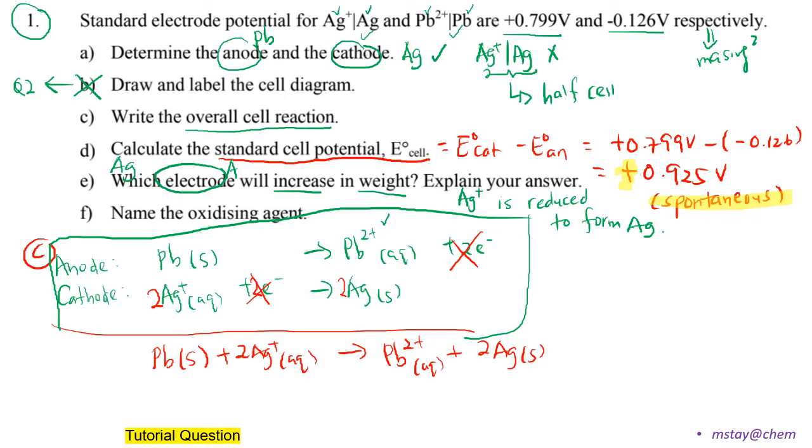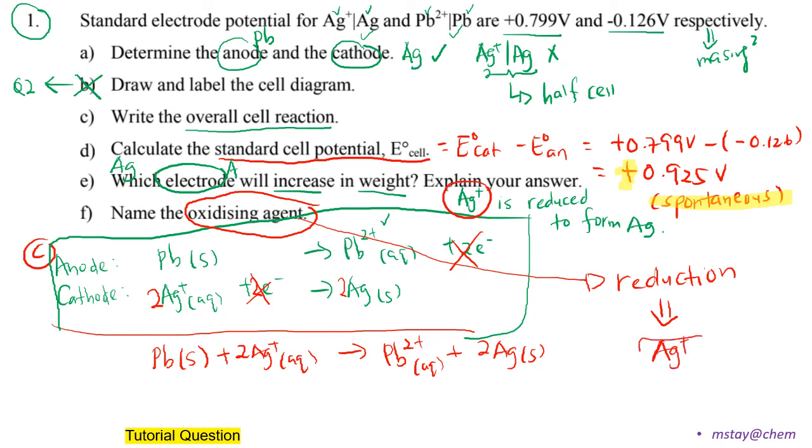The last one is to name the oxidizing agent. The oxidizing agent is the species which will undergo reduction. Based on the half equation again, the one that undergoes reduction is Ag+. So this is the answer for F.